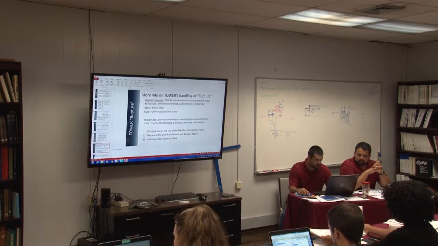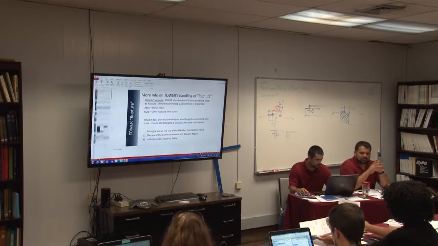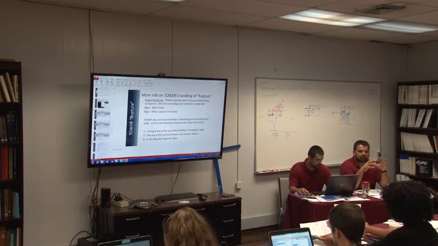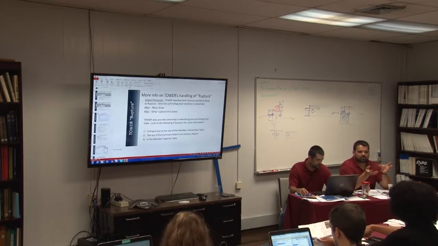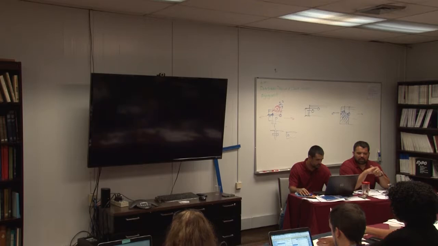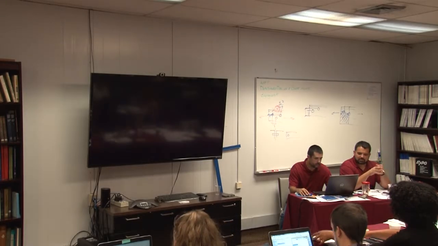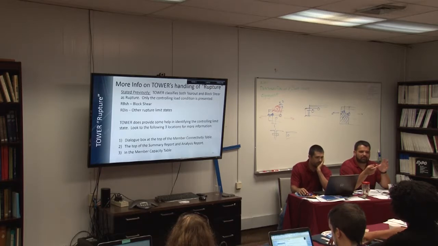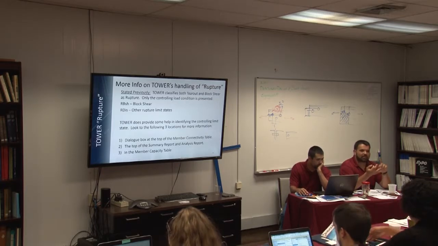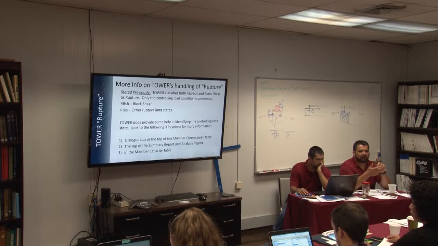So let's see, where am I on rupture? What I was about to go over is, Tower calls rupture and block shear, they just call both of it rupture, which he's said multiple times. He's going to go over how you find the differences in the data. But what you're talking about is finding the minimum of the net section, the block shear, the rupture, the bearing, right? All of those things, finding the minimum, and that's your capacity.